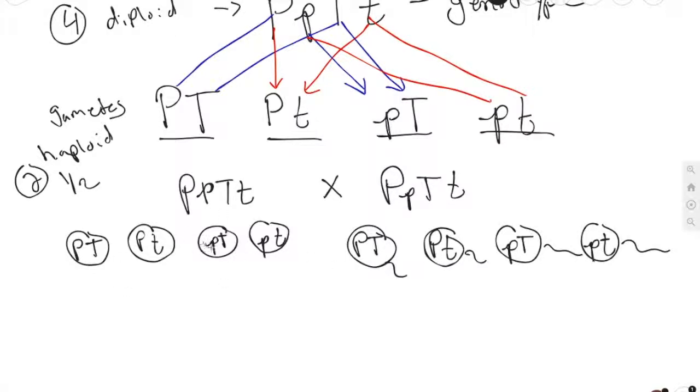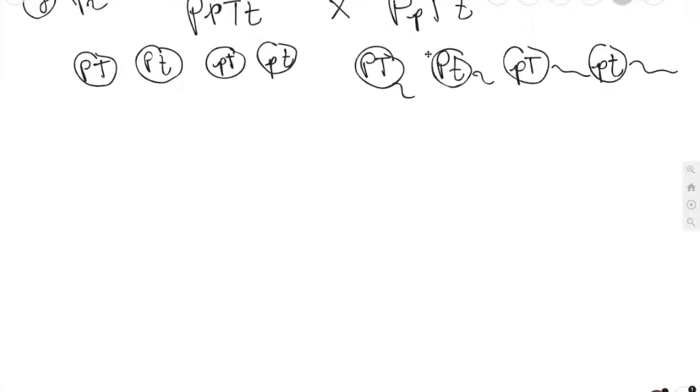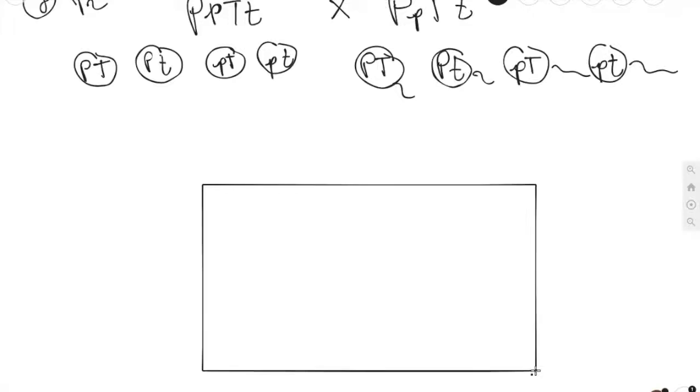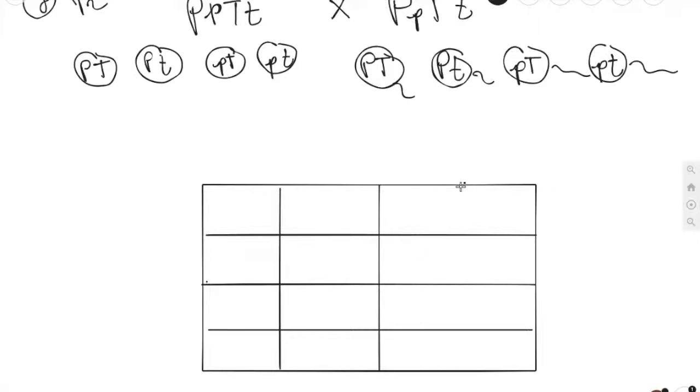So mom has 4 possibilities and dad has 4 possibilities. That means we need a 4x4 Punnett square. So this is going to be really big. It's going to have 16 squares. All right, so we want to cut this in half. 1, 2, 3. There's my 4 rows. Cut this in half again. 1, 2, 3. There's my 4 columns.